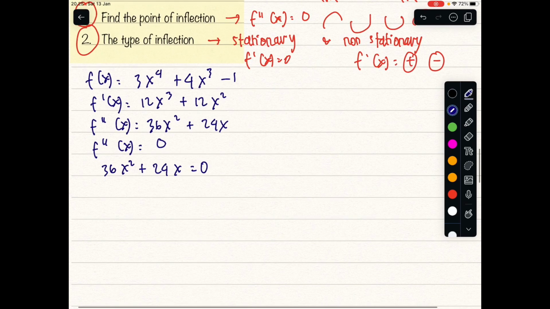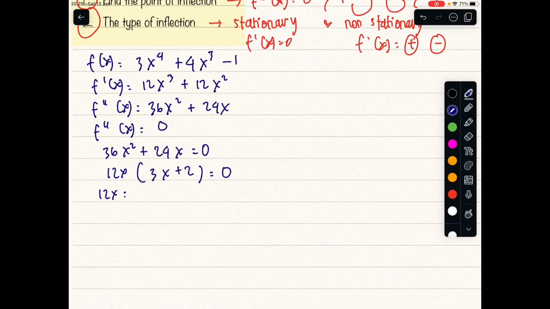Okay, we're going to factorize that, yeah? We're going to take out the common factor. So I'm taking out the highest possible common factor, so it's 12x. Okay, yeah, I think so. Oh no, oh yeah, that's right, it's 12x. And then the one left inside the bracket is 3x plus 2 equals 0. Okay, so now it means 12x equals 0, or 3x plus 2 equals 0. x equals 0, or x equals negative 2 over 3. Okay, so we have it.